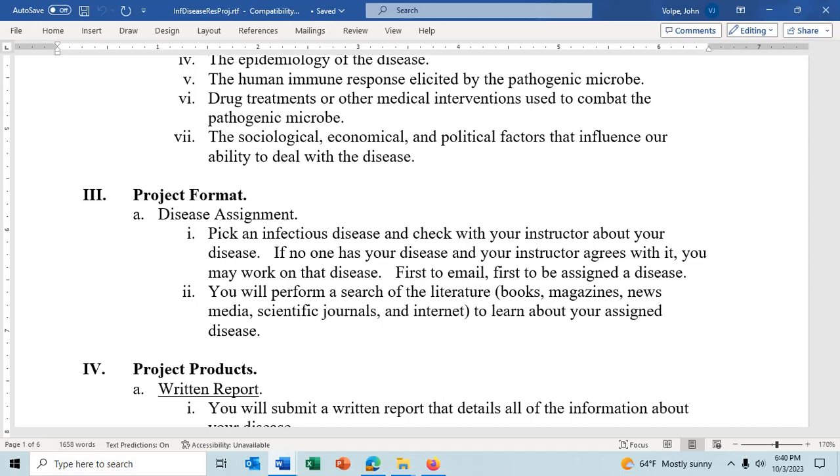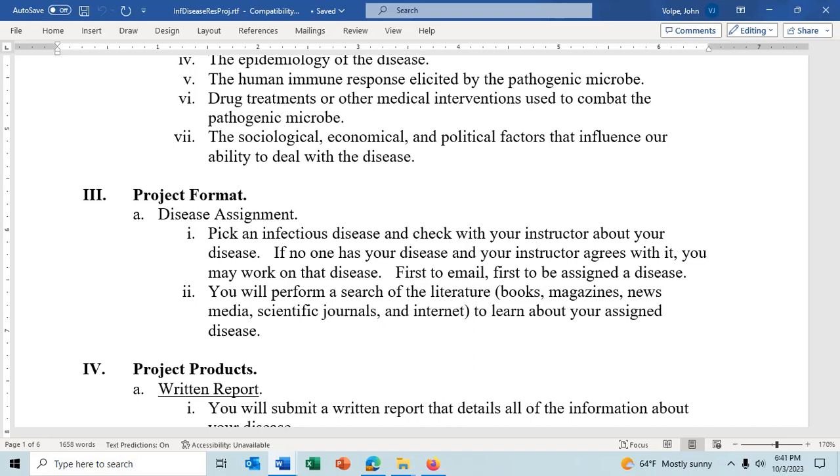It does have to be an infectious disease. It doesn't have to be one that is communicable, like Clostridium botulinum does not generally spread from patient to patient, but it is an infectious disease because if you were to eat canned food that was spoiled, you would get the infectious disease. Any question about any of that?